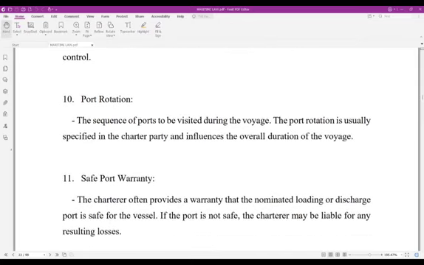The sequence of ports to be visited during the voyage. The port rotation is usually specified in the charter party and influences the overall duration of the voyage.